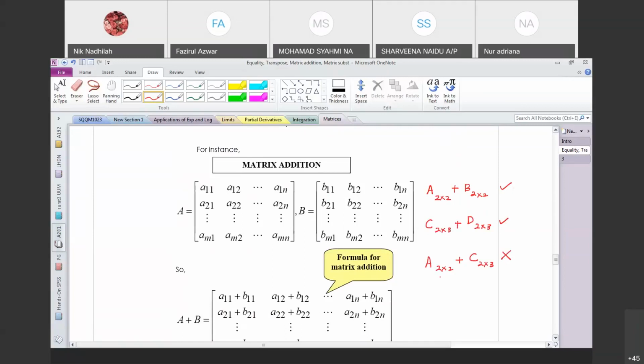In order to add two or more matrices, it must be the same order for all the matrices that you are going to add.